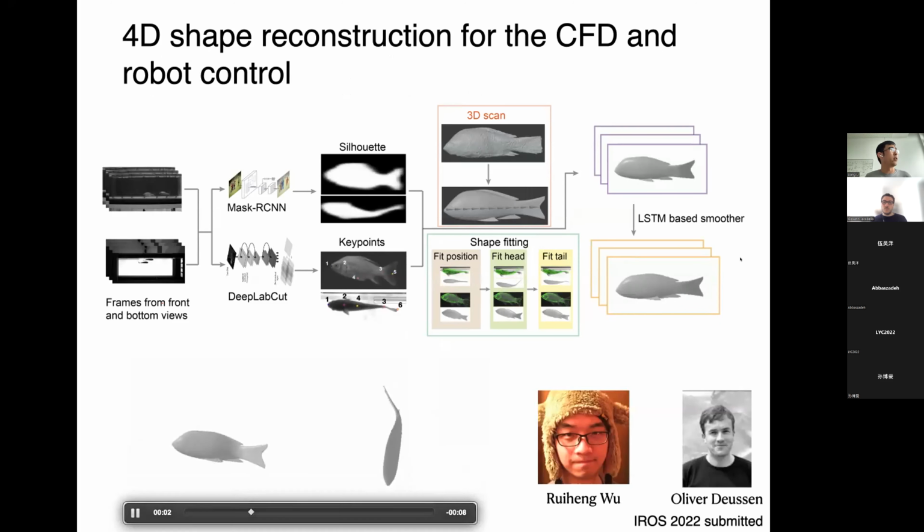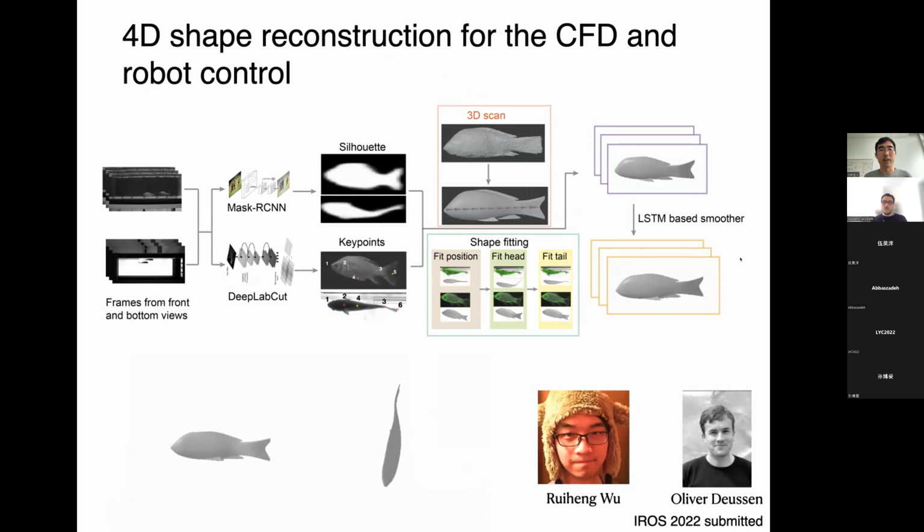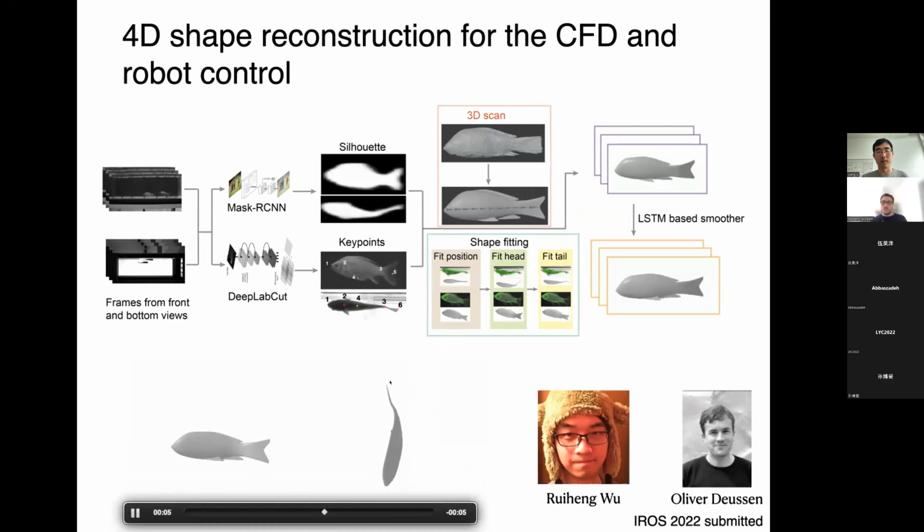Another way is we are trying to reconstruct the 4D shapes of fish swimming in the flow tank or in groups. We can 3D scan the fish after we run experiments, and based on this, we can reconstruct the 3D shapes moving over time, so it's 4D.